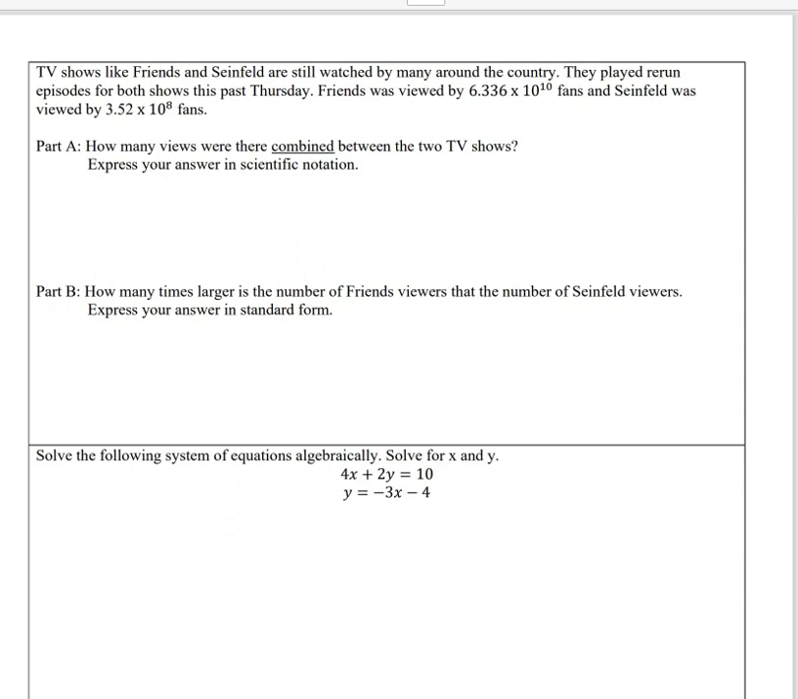For part A, it says, how many views were there combined? Combined means add between the two shows. So I'm going to take my Friends, which is this number.